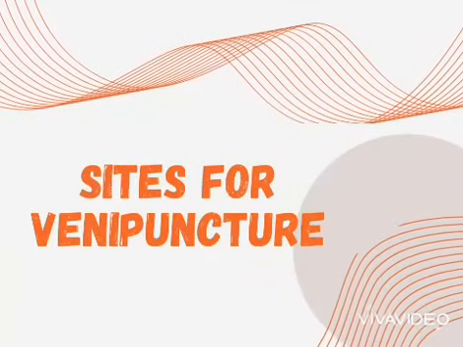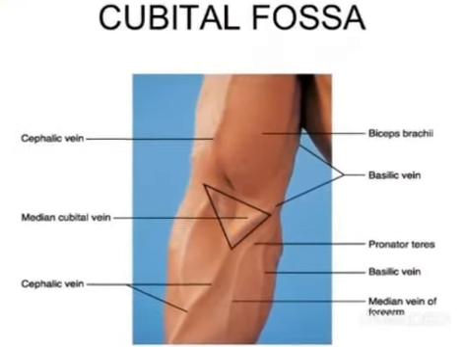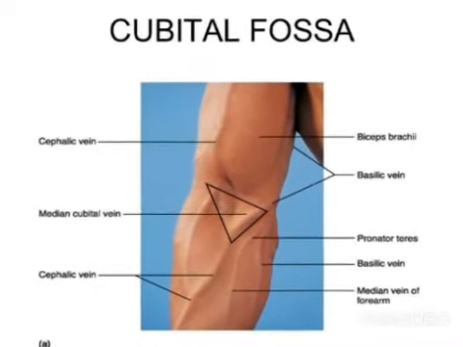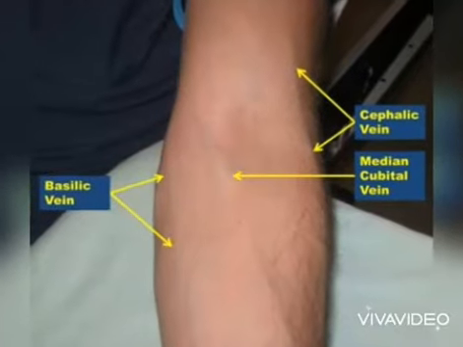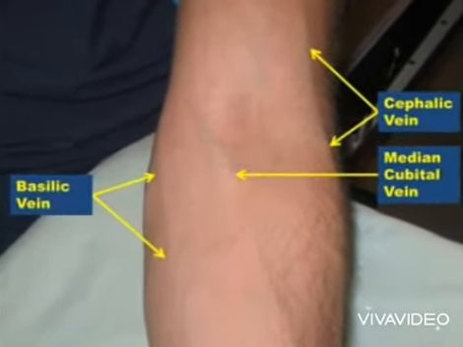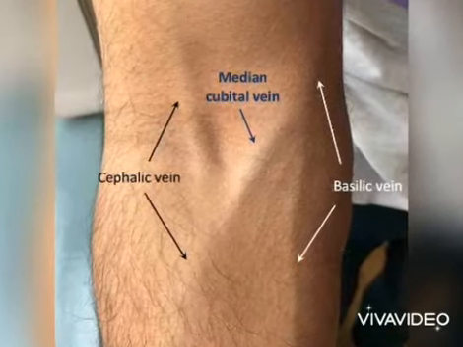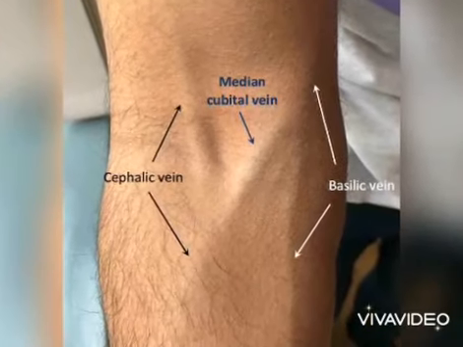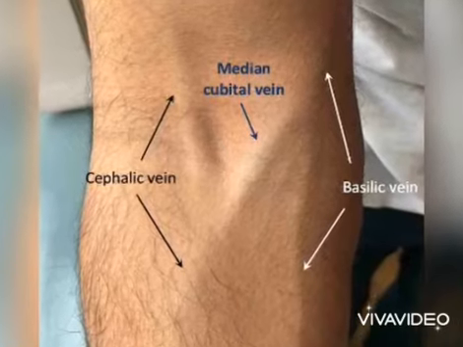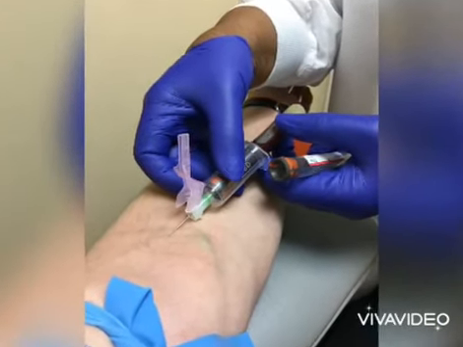Now we move forward with sites for venipuncture. The antecubital area or fossa of the arm is usually the first choice for routine venipuncture. This area is located at the upper extremities and contains the three vessels primarily used by the phlebotomist to obtain venous blood specimens. These are the median cubital, the cephalic, and the basilic veins. The vein should be visible or palpable after tourniquet placement.